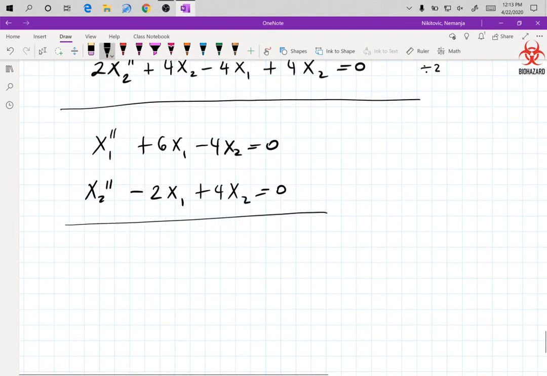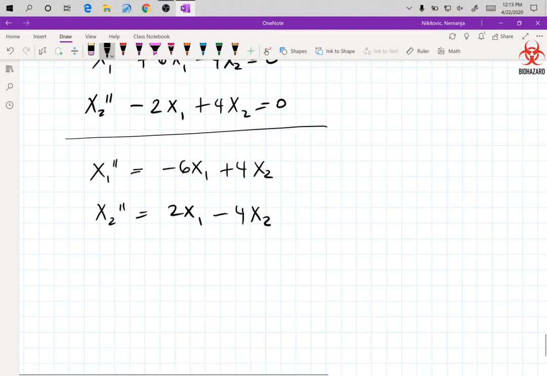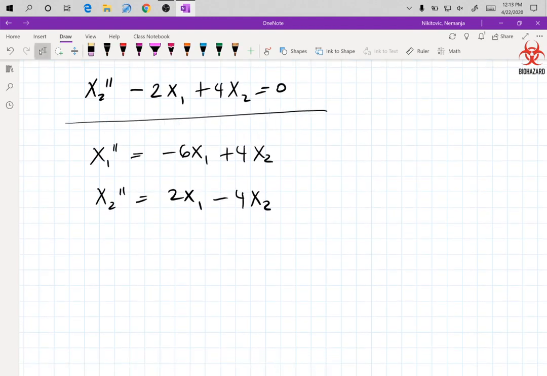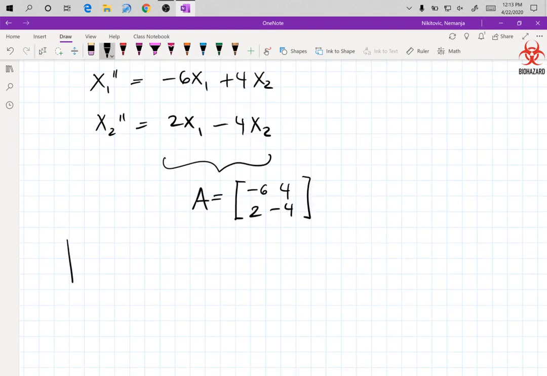Move the terms to the other side. So we have x1 double prime is equal to negative 6x1 plus 4x2, and then x2 double prime is equal to 2x1 minus 4x2. There it is. So finally you can come up with your matrix A as negative 6, 4, 2, negative 4, from where you go into your eigenvalues: negative 6 minus lambda, 4, 2, negative 4 minus lambda.